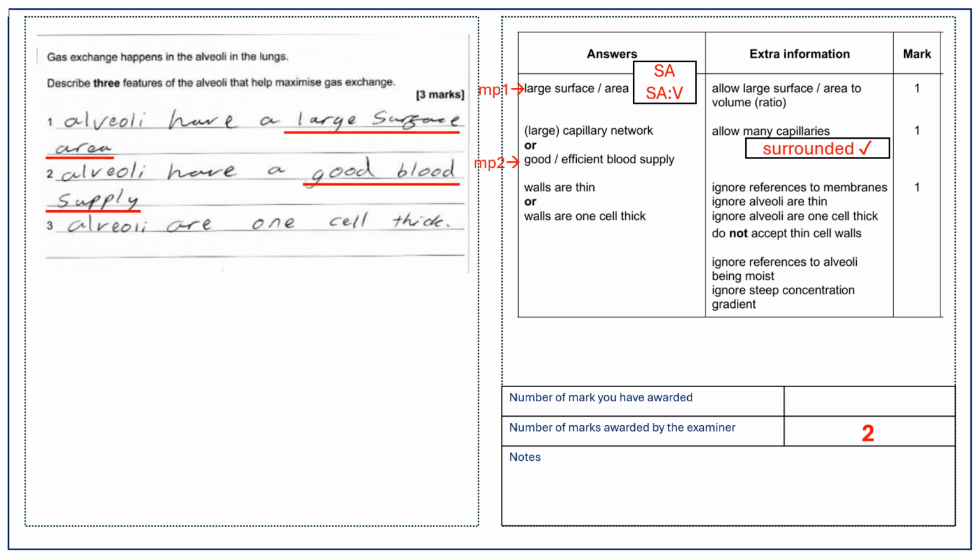The final marking point is for referring to the thin walls of the alveoli. This student does not get this marking point as they have not referred to the walls directly. If the word wall is not in the student's response, they are not going to obtain marking point 3. Lots of students fell down on this in the summer exams.